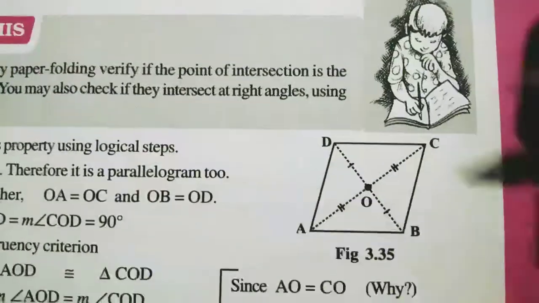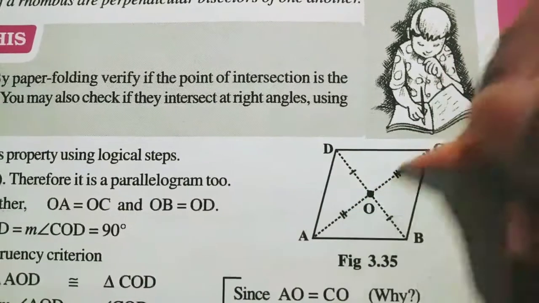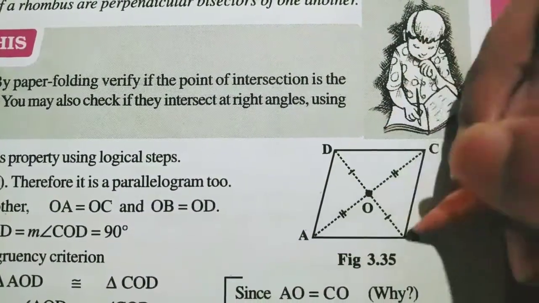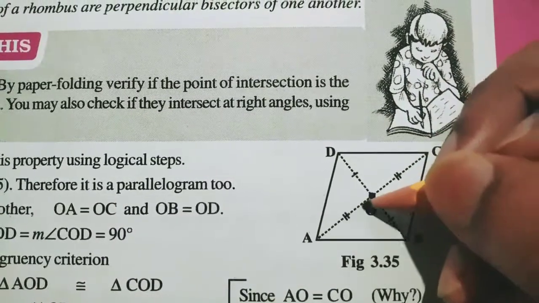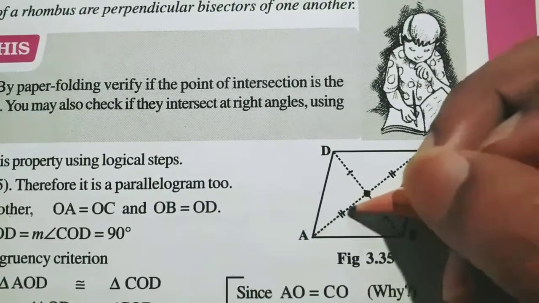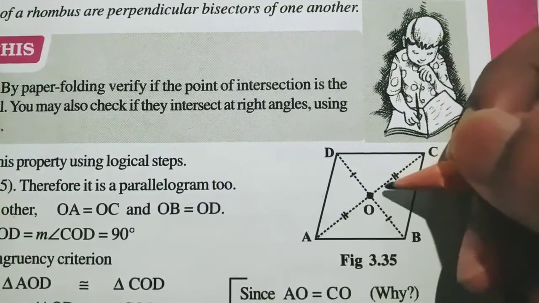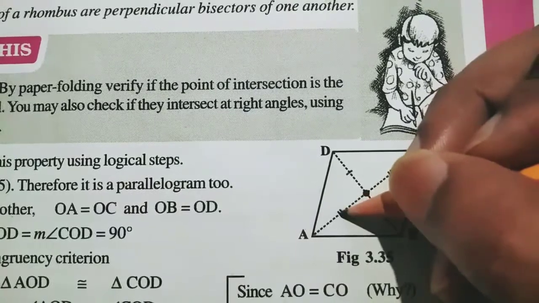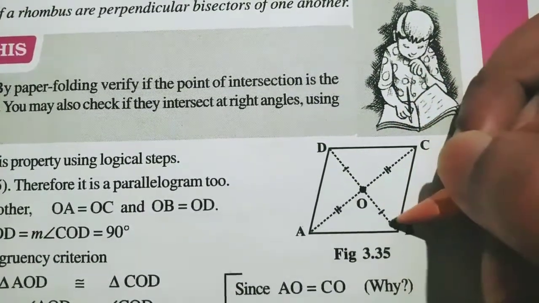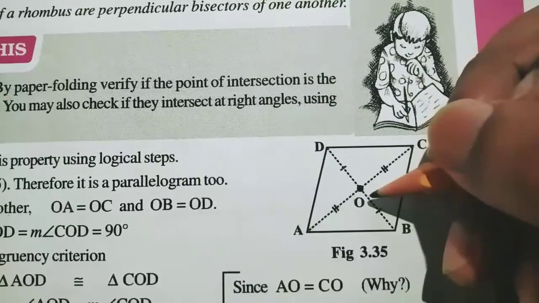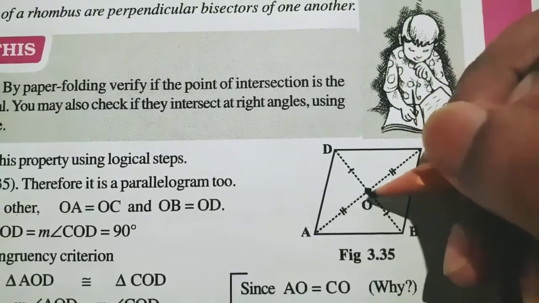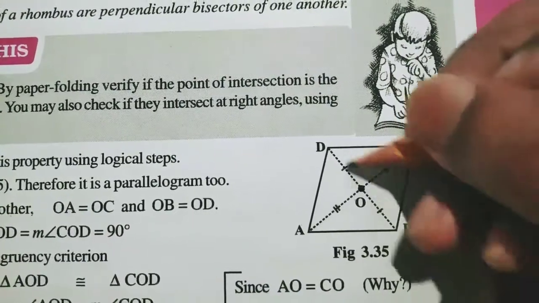So here you can see the diagonal is given properly. This rhombus is given here. AC is the diagonal and BD is the diagonal. So this half part, that means AO is equal to OC. So this is called a bisector. That means the diagonals are bisecting each other. AO is equal to OC and DO is equal to OB. So half of the part are equal. That is the meaning of bisector. So whenever you see the term bisector, that means the half of the part are equal.